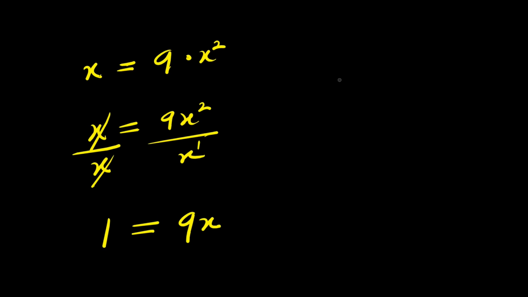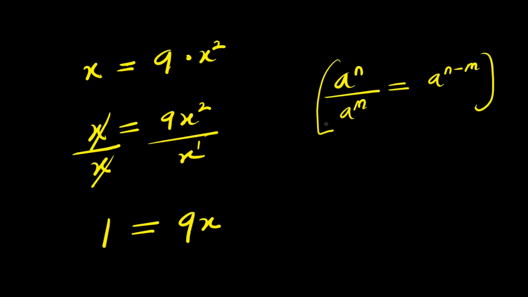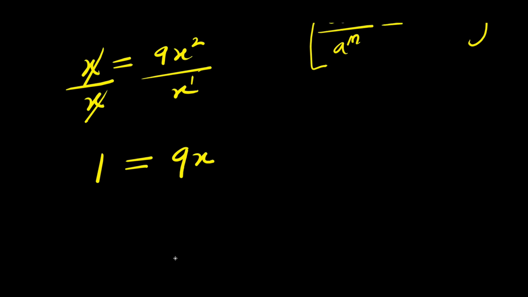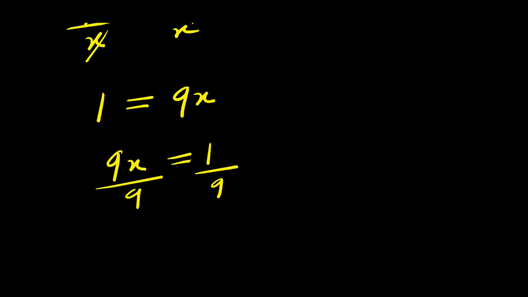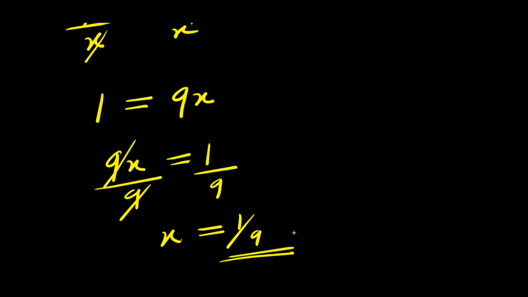And if you have a power m divided by a power n, this equals a power m minus n. So this is just like having x power 2 minus x power 1. That means we have x power 2 minus 1, that is x. That's why we are having x here. So at this point, I can rearrange this. I have 9x equals 1. I divide this by 9. I divide this by 9. 9 eliminates 9. I have x equals 1 over 9. So this is our solution.